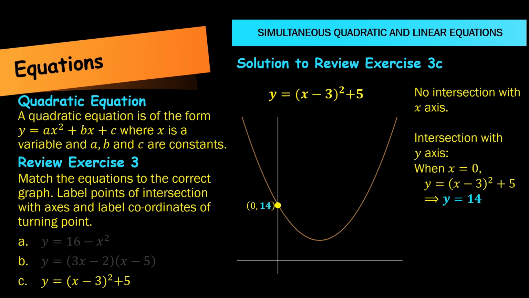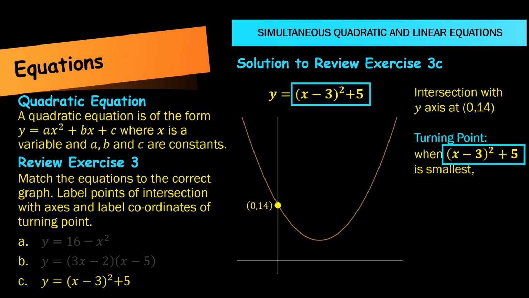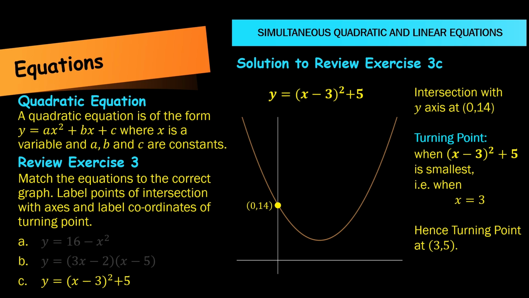And finally our turning point. This occurs when x minus 3 all squared plus 5 is smallest, in other words, when x is equal to 3, because that makes the expression x minus 3 all squared equal to 0. And we can't get anything smaller than that. Therefore, the turning point is at 3, 5, as shown.